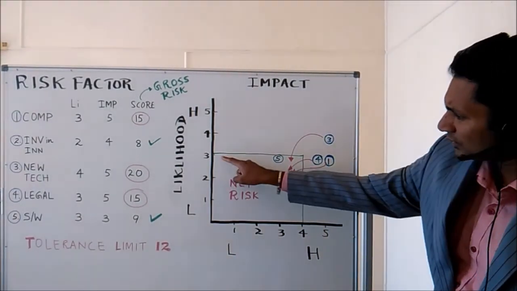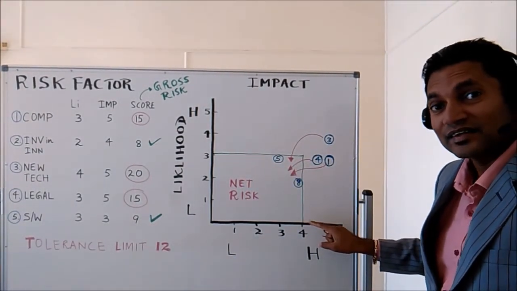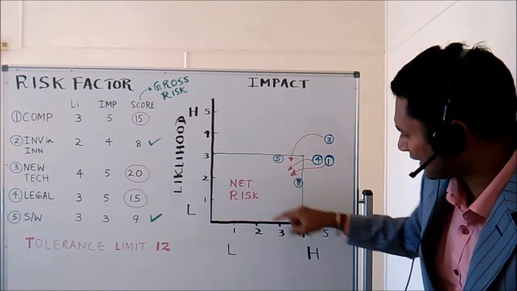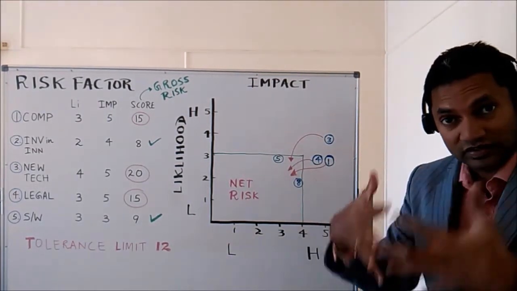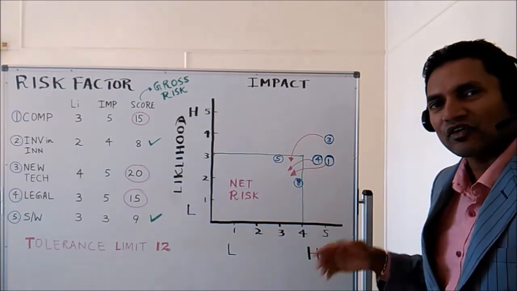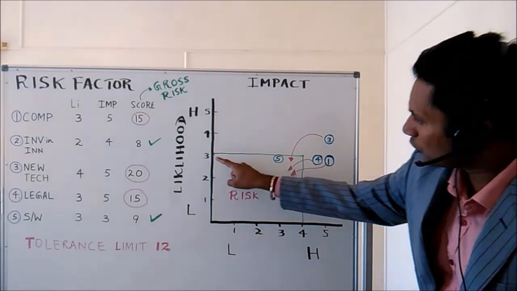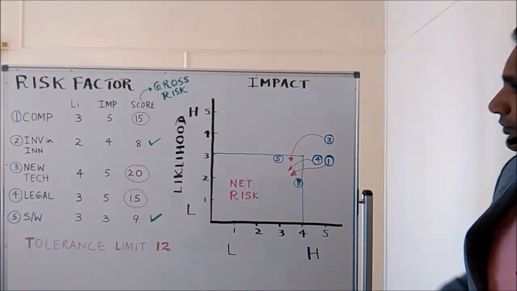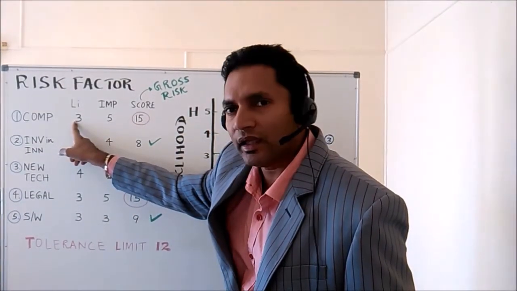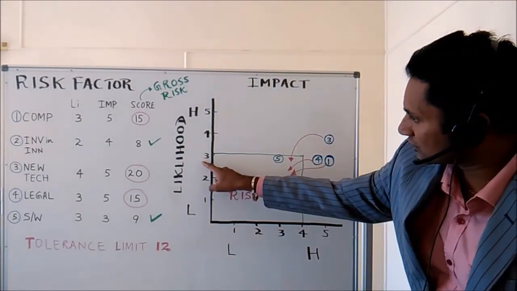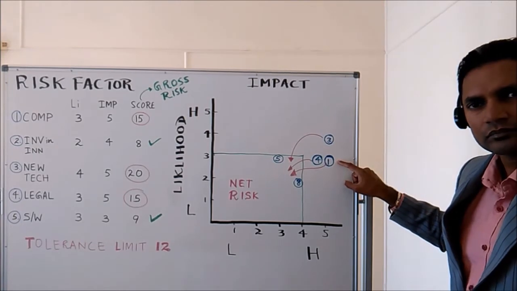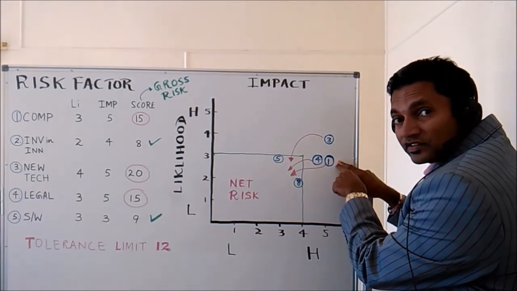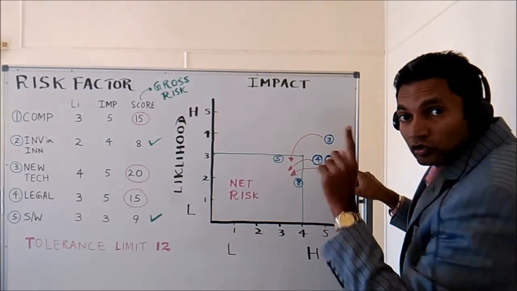So let's see now. The green colored line demonstrate what? Very good. Risk tolerance. 3 into 4 is 12. You can have it either way. You can have 3 into 4 like that as a dual system. That's fine. But I've taken only one for simple explanation purpose. So now you can see the net risk here. Gross risk is the original form. Let's see. First one, competition. Likelihood 3, impact 5. So it's here. So it's clearly beyond your tolerance limit. So this gross risk is beyond your tolerance limit. Do we need to take action?